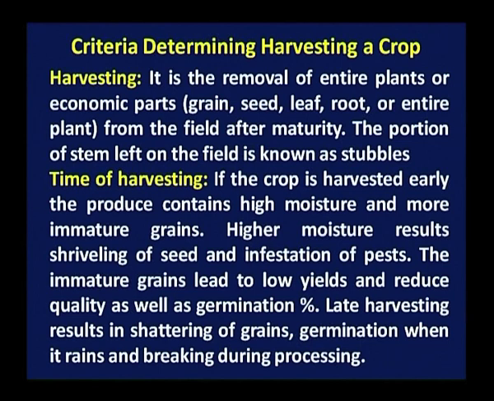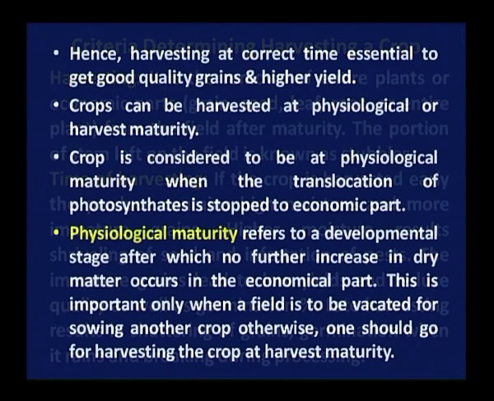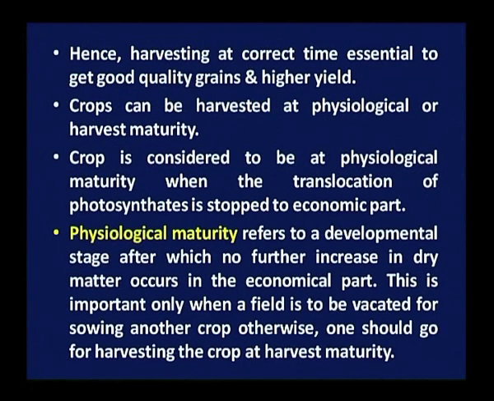So the time of harvesting is important. If the crop is harvested early, the produce contains high moisture and more immature grains, and higher moisture results in shriveling of seed and infestation of pests. Immature grain leads to low yield and reduced quality as well as germination percentage. Late harvesting results in shattering of grain, germination when it rains, and breaking during processing. Hence harvesting at the correct time is essential to get good quality grains and higher yield.